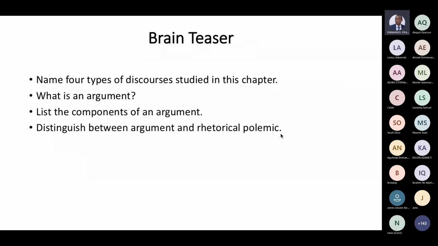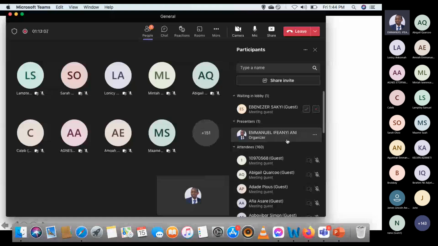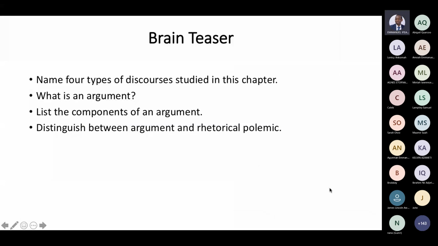A little exercise. Name 4 types of discourses studied in this chapter. 4 types of discourses. So anyone, before I answer them myself. So 4 types of discourses: argument, narrative, instructional passage, rhetorical polemic. What is an argument? An argument is a passage containing a conclusion or claim supported with reasons, information, or evidence. List the components of an argument. Components of an argument are conclusion or claim and premises, supporting premises.